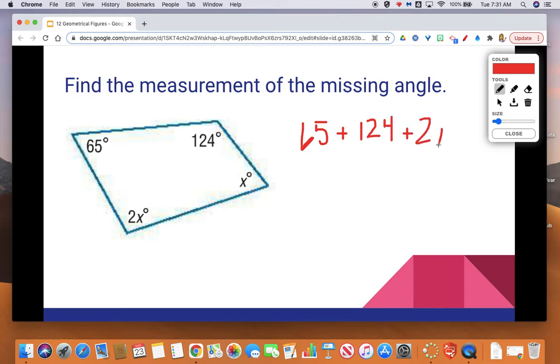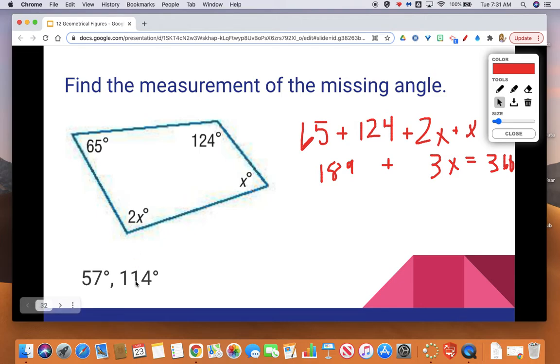Hopefully when you add them together, you see that you have 3x, and 124 plus 65 would give us 189 for the constants. And remember, we want to set that equal to 360. Subtract both sides by 189, divide by 3. You should end up with 57 degrees for x, and then 57 times 2 gives us 114 degrees for our other side.